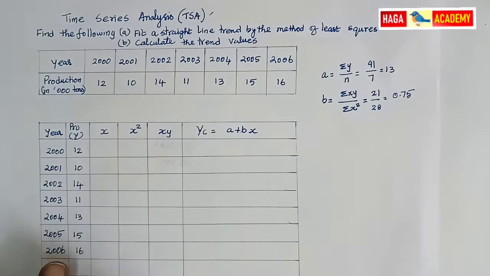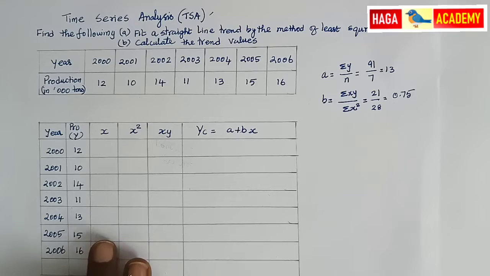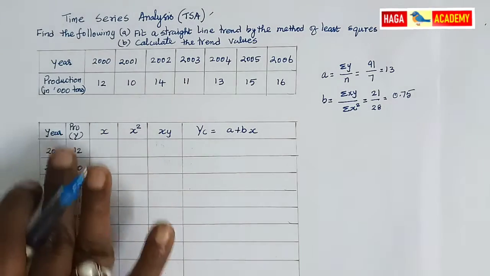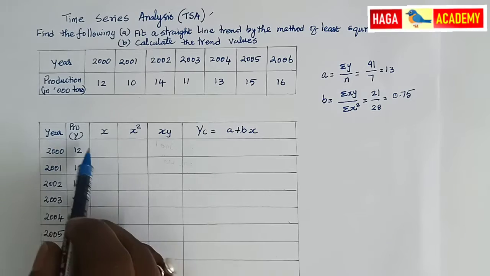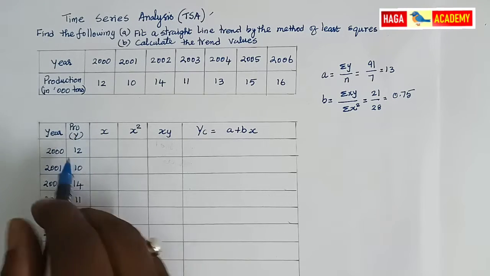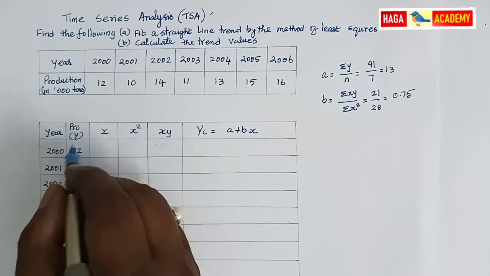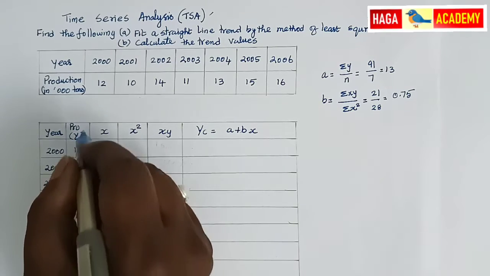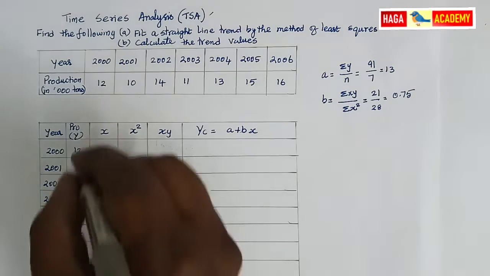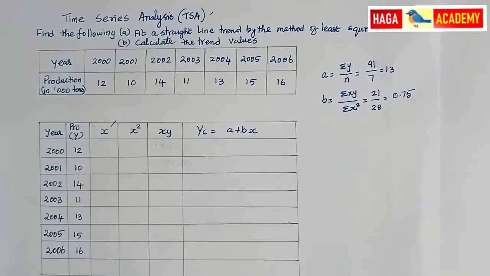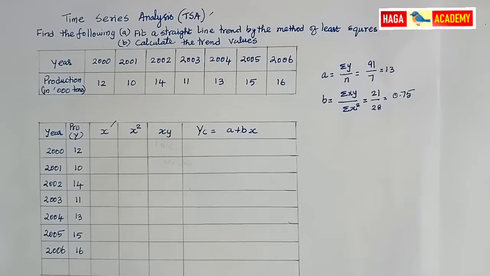You try to create almost 6 columns. By default, the first one is year, the second is production. Production I mention as PRO. Consider it as the Y data: 12, 10, 14, 11, 13, 15 and 16. Now we want to identify the X value. How can we identify the X value? Here a total of 7 years of data is there.